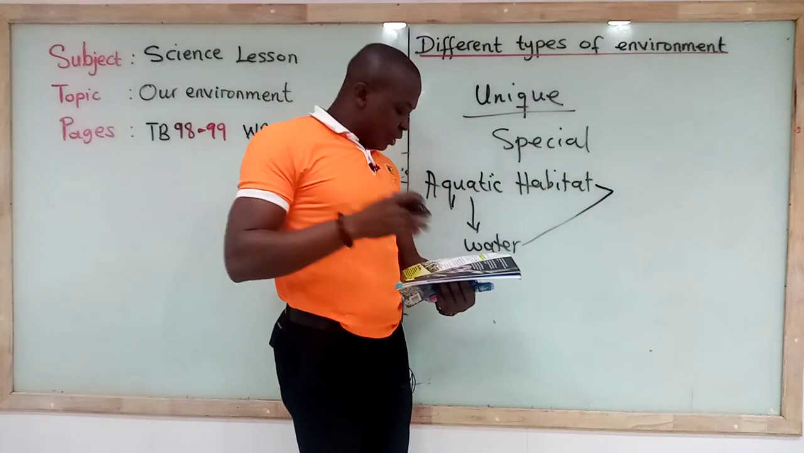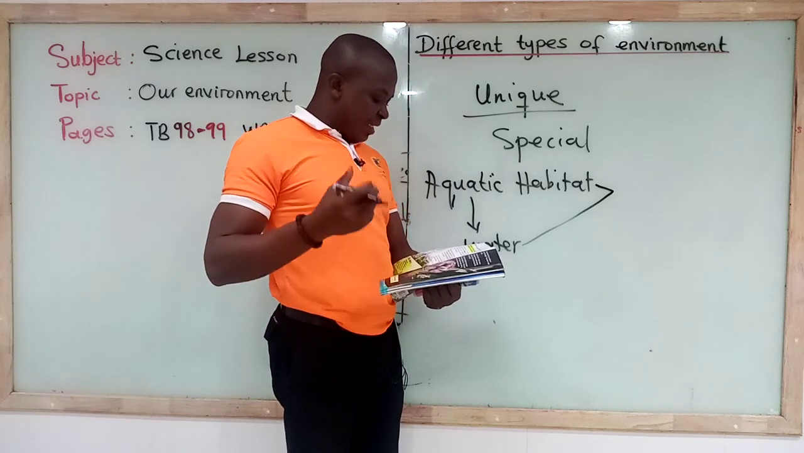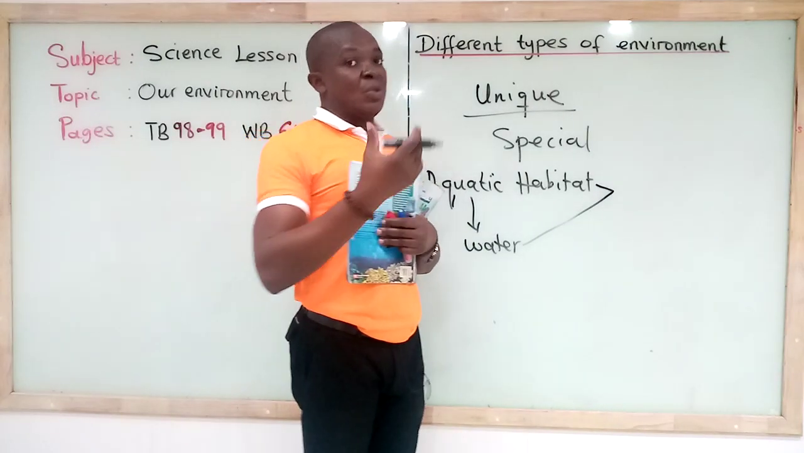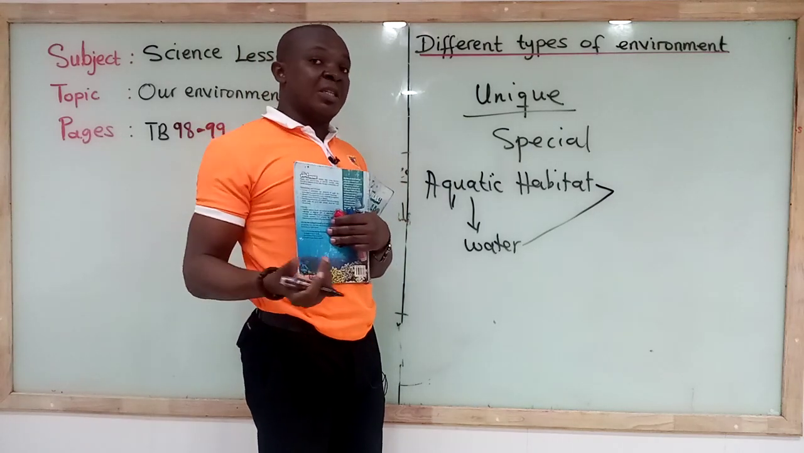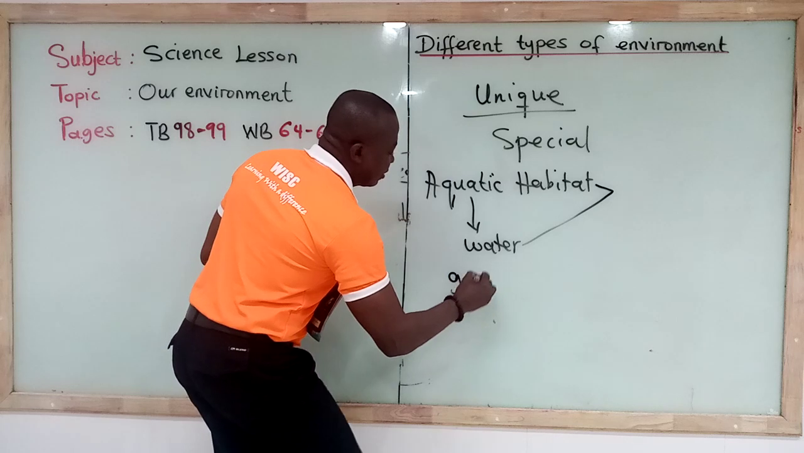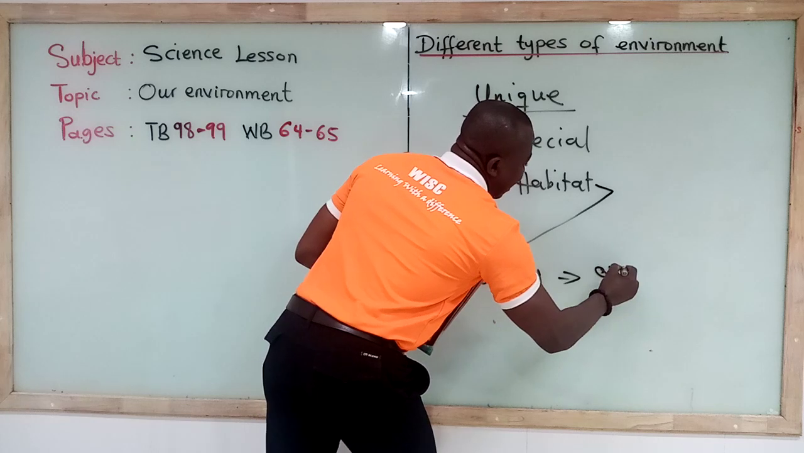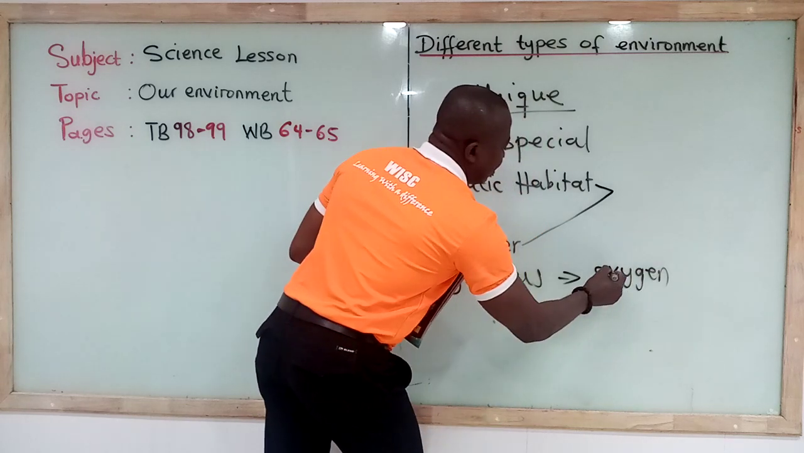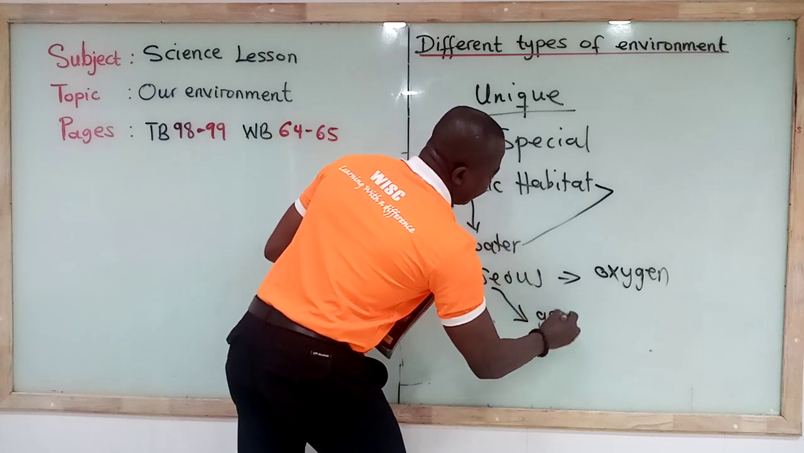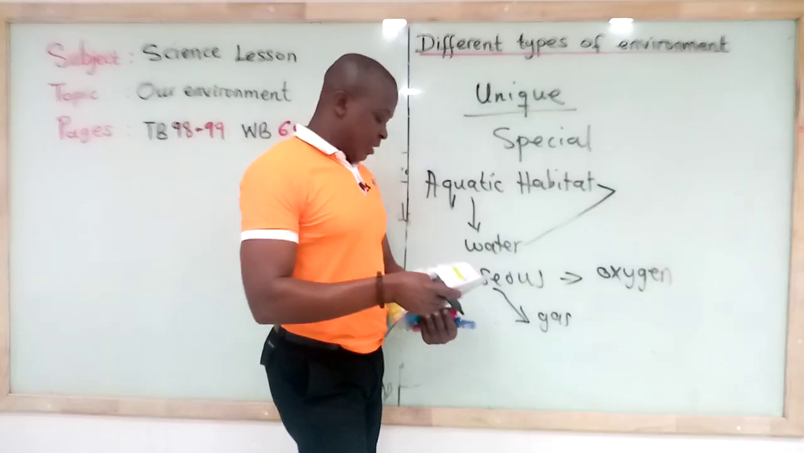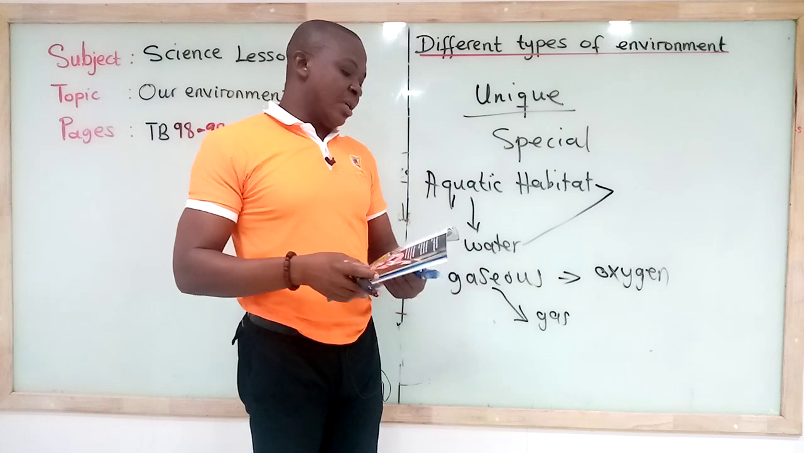Good. And we also talk about animals that live on land and take in gaseous oxygen. You and I and other animals and plants live on land because we take in what? Gaseous oxygen. If you see the word gaseous, it means gas, oxygen in gas form. Because we take in gas, we don't take in oxygen that is dissolved in water. We take in gaseous oxygen.